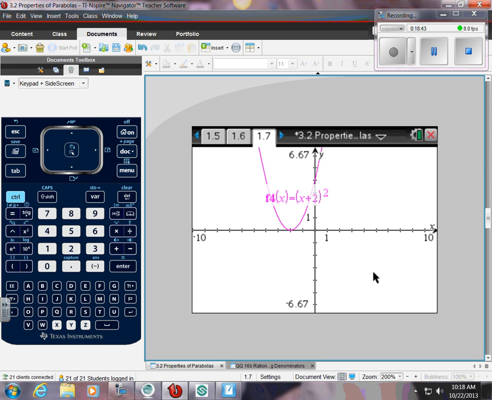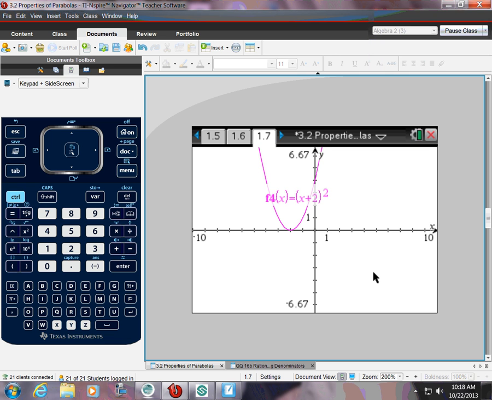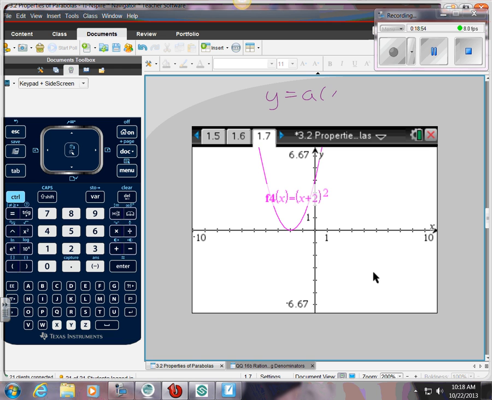But there's a variable that we haven't really talked about, right? What variable have we not talked about? We've got y equals a(x minus h) squared plus k. We talked about h. We talked about k. What haven't we talked about? A. What do you think a does?